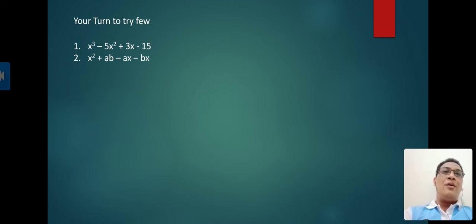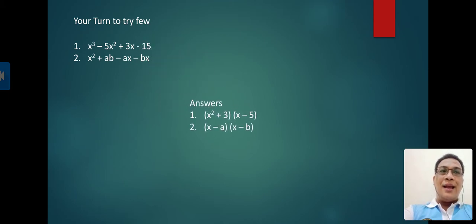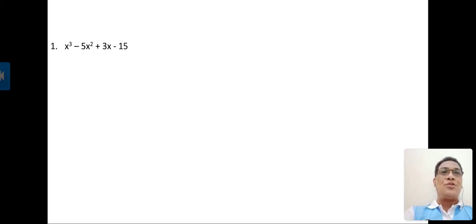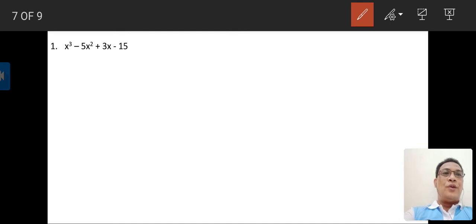So we have here x cubed minus 5x squared plus 3x minus 15. That is for number 1. And we have x squared plus ab minus ax minus bx. So you can pause this video to solve the two items. Okay, and here are the answers. So let me have the solution for the two items.